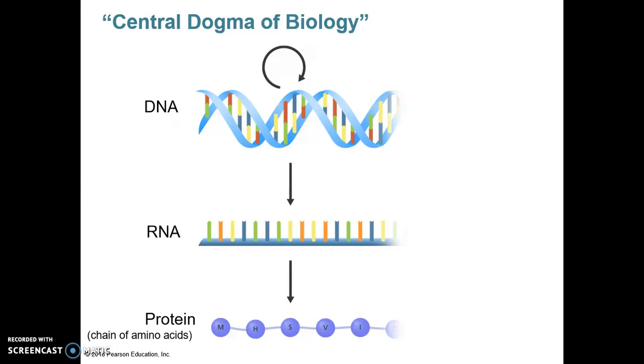A cell can do two things with its DNA. First of all, it can use the existing DNA as a template to make more DNA. That's called DNA replication, also DNA synthesis, and that's what we're going to talk about today.